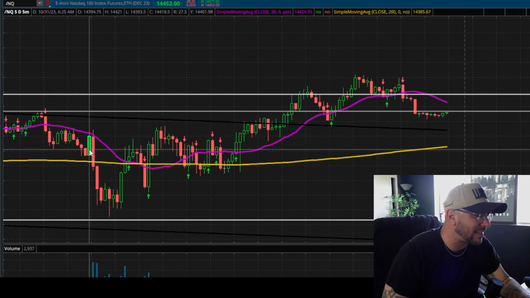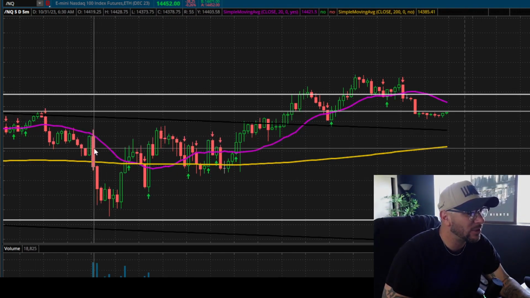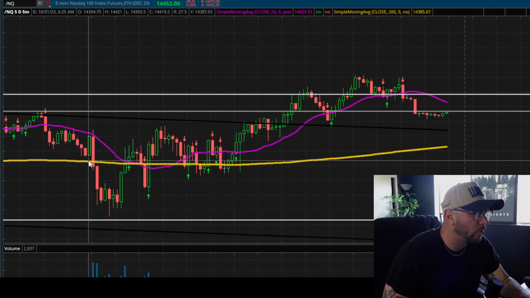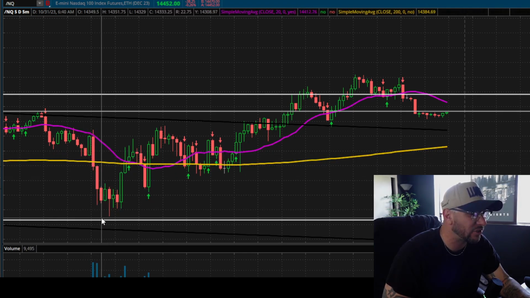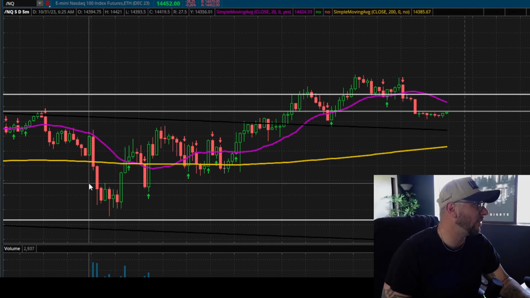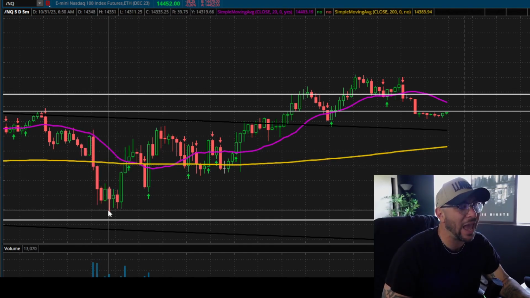If you kind of look at these candlesticks here right off the bell, it was an aggressive washout through the 200 all the way down into yesterday's lows. But one thing that is very significant about this is that we held yesterday's lows.